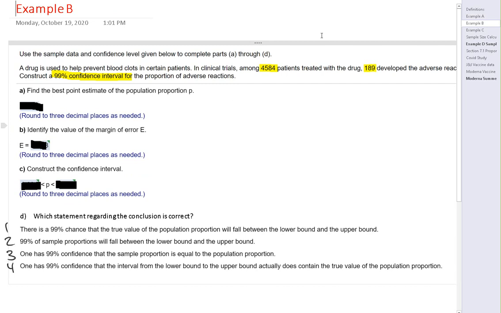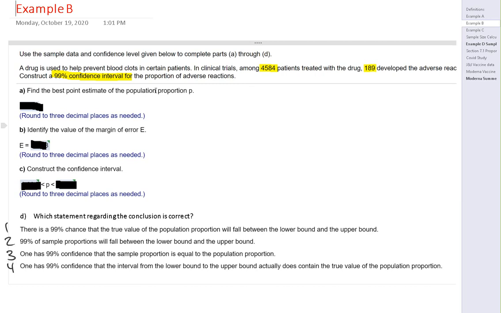Use the sample data and confidence interval given below to complete parts A through D. A drug is tested to help prevent blood clots in certain patients. Clinical trials amongst 4,584 patients treated with the drug, 189 develop the adverse reaction. Construct a 99% confidence interval for the proportion of adverse reactions.